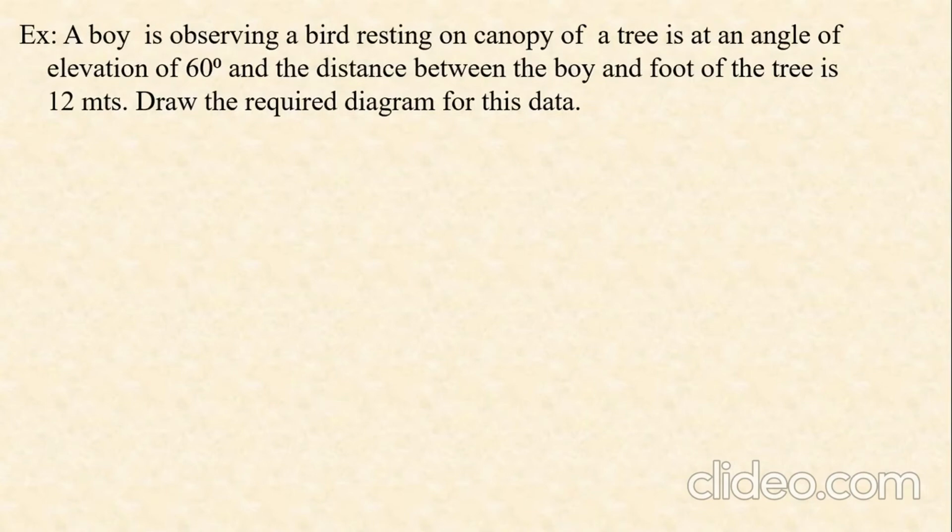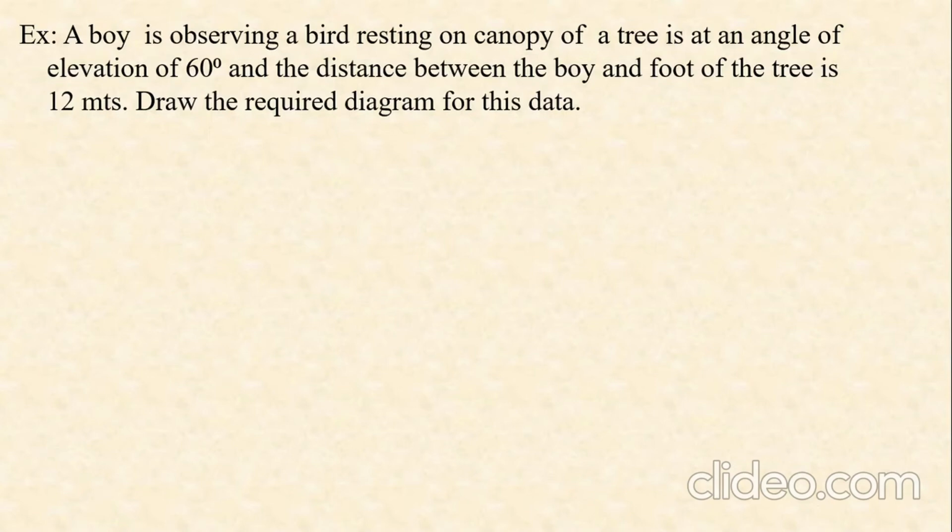A boy is observing a bird resting on the canopy of a tree. He is at an angle of elevation of 60 degrees, and the distance between the boy and the foot of the tree is 12 meters. Draw the required diagram for this data.